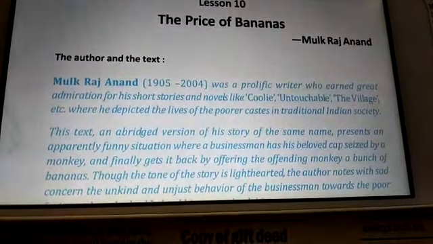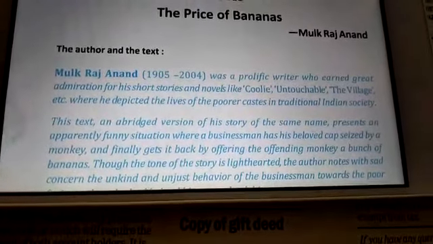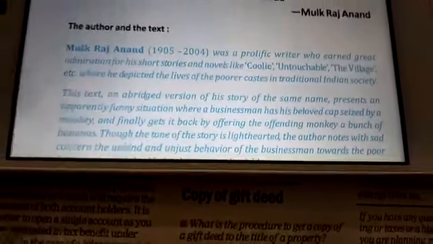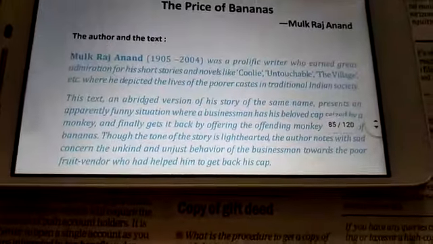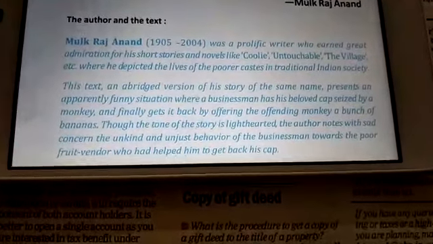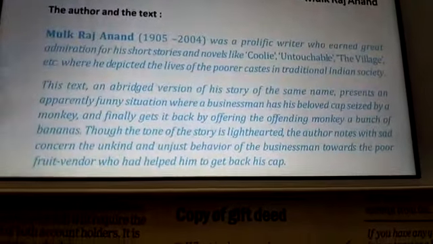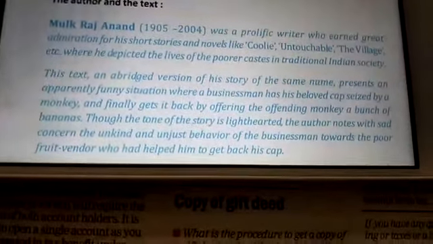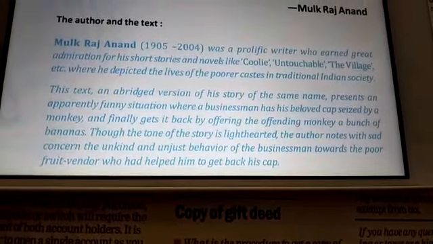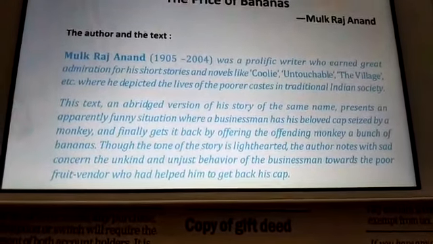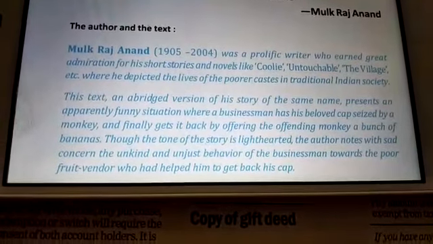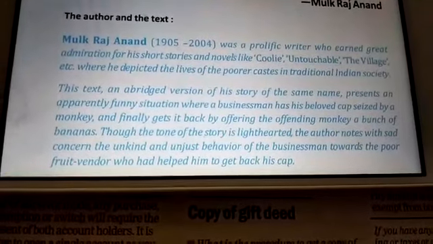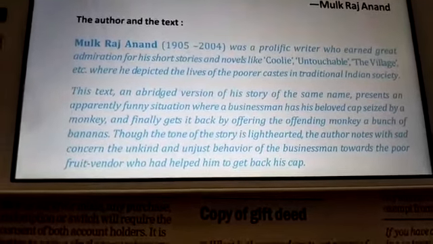The text, an abridged version of his story of the same name, presents an apparently funny situation where a businessman has his beloved cap seized by a monkey and finally gets it back by offering the offending monkey a bunch of bananas. Though the tone of the story is light-hearted, the author notes with sad concern the unkind and unjust behavior of the businessman towards the poor fruit vendor who had helped him to get back his cap.